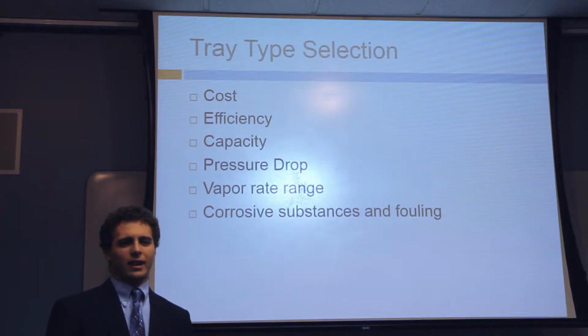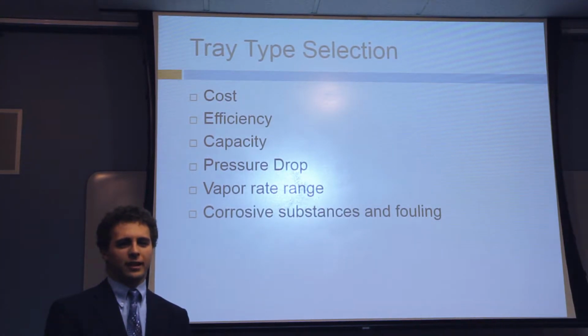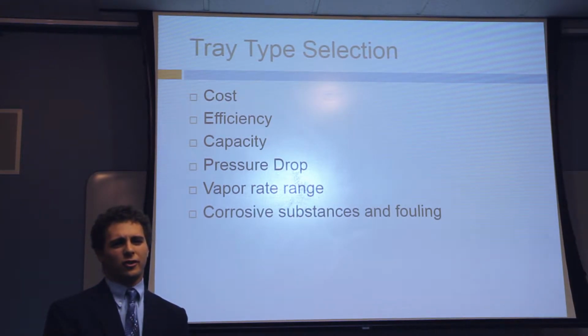Sieves work well at high to moderate vapor flow rates so that there won't be weeping. Valves can protect against weeping a little better than sieves can, making them viable for lower vapor flow rates. Bubble caps should generally be avoided except at extremely low vapor flow rates, where a positive liquid seal is absolutely vital.